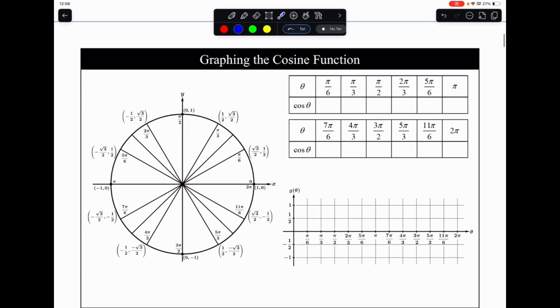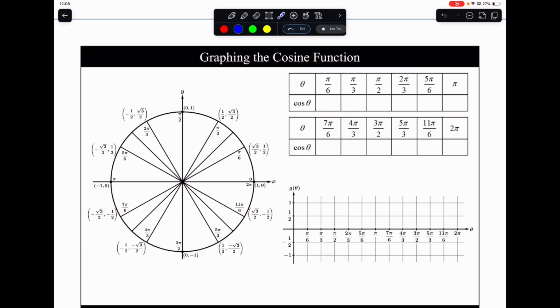Let's now look at the cosine function. Well, the cosine function on the unit circle are the values of the x-coordinate at those respective angles. So at the cosine of pi over 6, the x-coordinate there is radical 3 over 2. At pi over 3, that x value is 1/2. And at pi over 2, that x value is equal to 0.